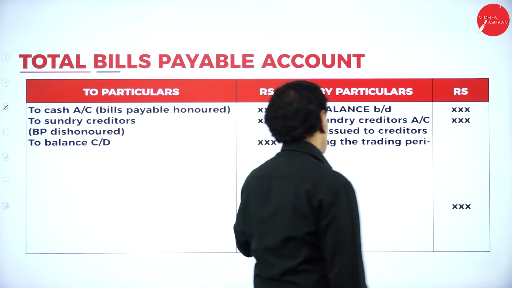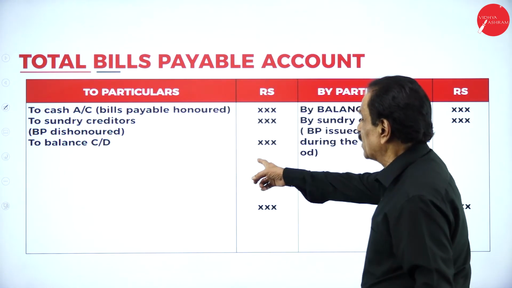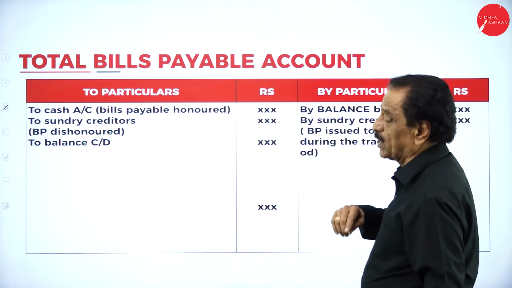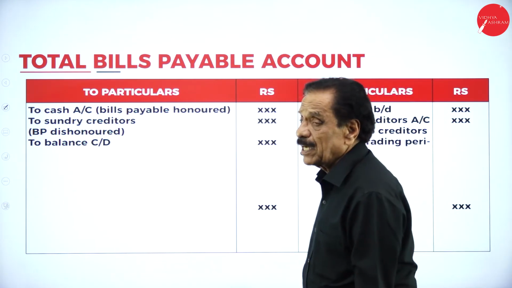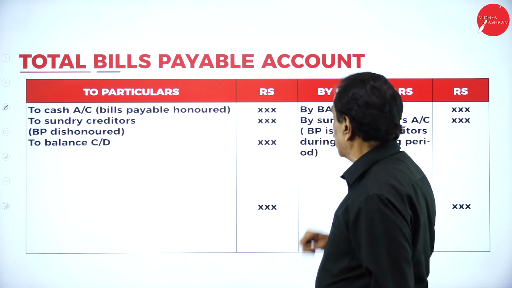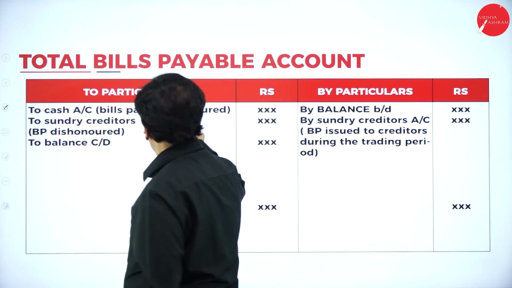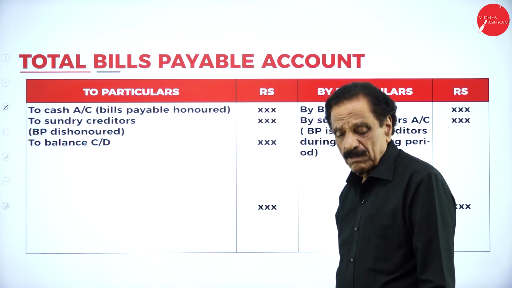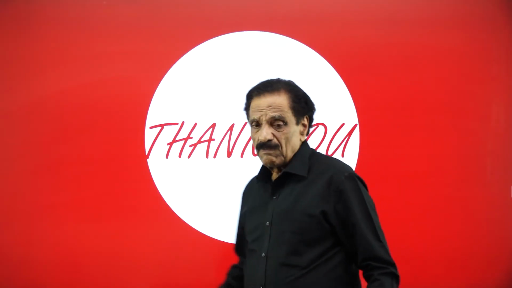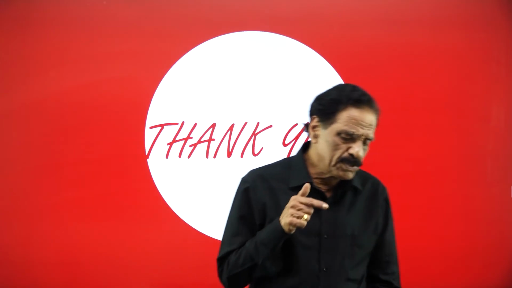So if they give the closing BP, then you find what is missing. By balance brought down, opening BP. By sundry creditor, BP issued to creditor during the trading period. To cash account, BP is honored. To sundry creditor, BP is dishonored. Okay. Once you know this, what are the items we have done?